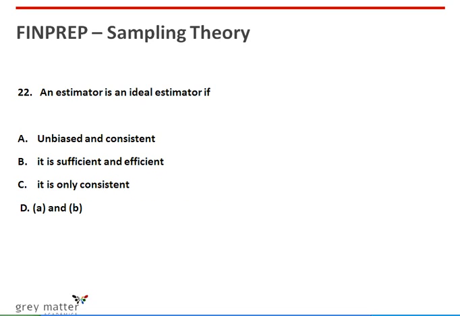22nd question: an estimator is an ideal estimator if it is an unbiased estimate and consistent, and it is sufficient and efficient. So it is both A and B options put together, which is given as the D option. So the answer as per the PowerPoint presentation is the D option, which is the combination of A and B, that is unbiased and consistent, sufficient and efficient.